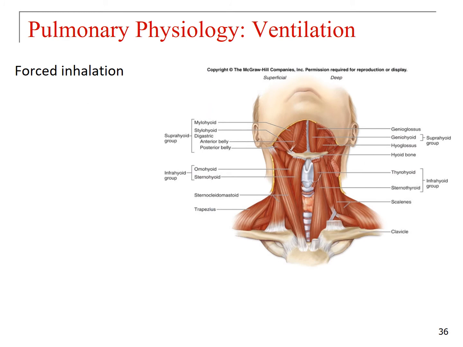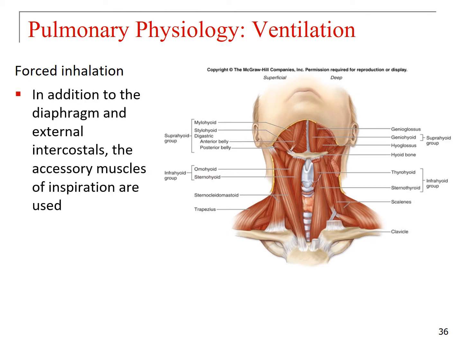Okay, so let's talk about forced inhalation. This is going to be inhalation sort of above and beyond normal quiet breathing. There are going to be a number of muscles that assist with that. These are called the accessory muscles of inspiration. One is the sternocleidomastoid, and the other are the scalenes. And the third is the pectoralis major.